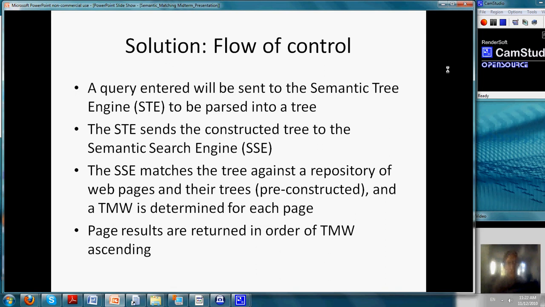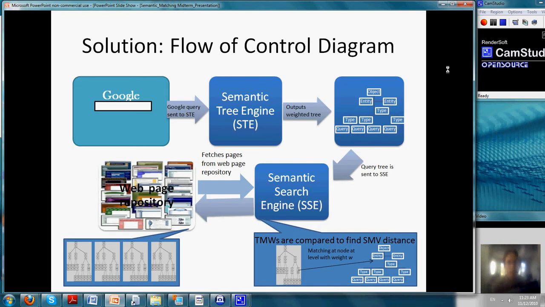A query entered into a search engine will be sent to the semantic tree engine, or STE, to be parsed into a tree. The STE outputs a constructed tree to the semantic search engine, or SSE, which matches the tree against the repository of web pages in their tree form to determine a TMW. Here we have a Google search page sending the query to the STE, and the output tree being matched in the SSE to find the SMV distance.